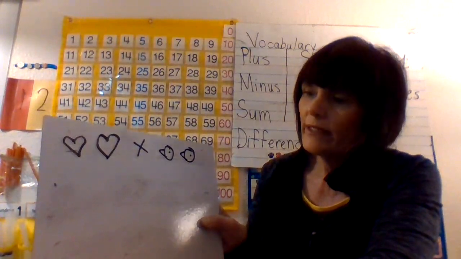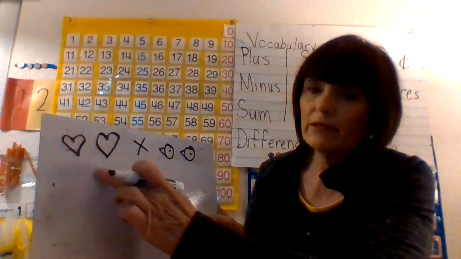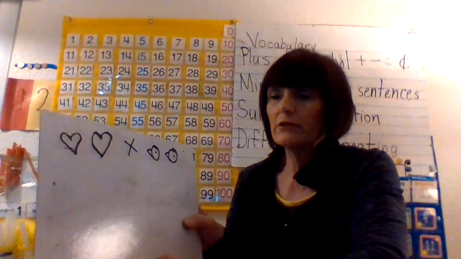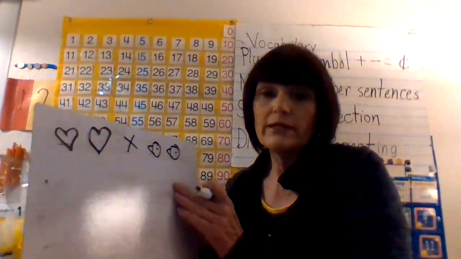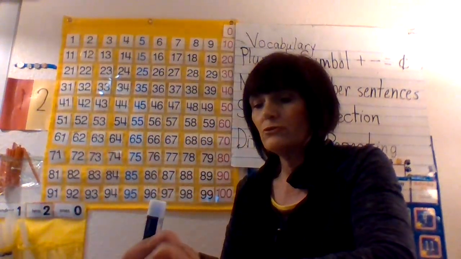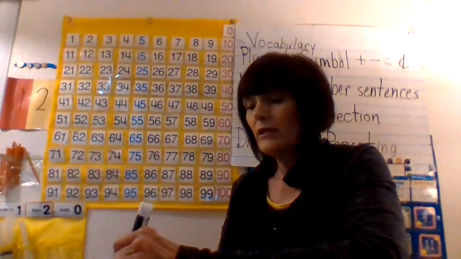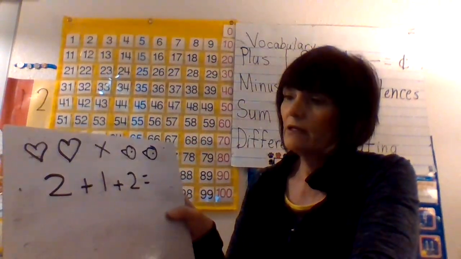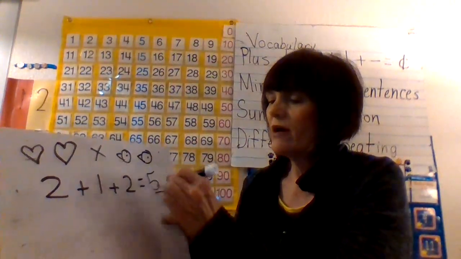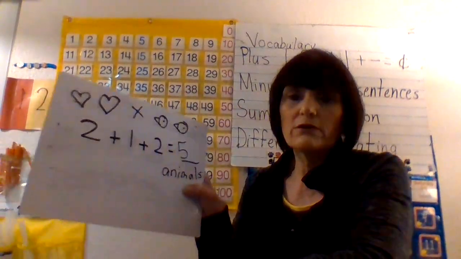Okay. What is my number sentence for these animals? 2 ladybugs, 1 bumblebee, and 2 birds in my backyard. So I've illustrated it. Now I can go ahead and write the number sentence. 2 plus 1 plus 2 equals. All right, let's see. 1, 2, 3, 4, 5. The answer to that is 5 animals. I saw 5 animals in my backyard.